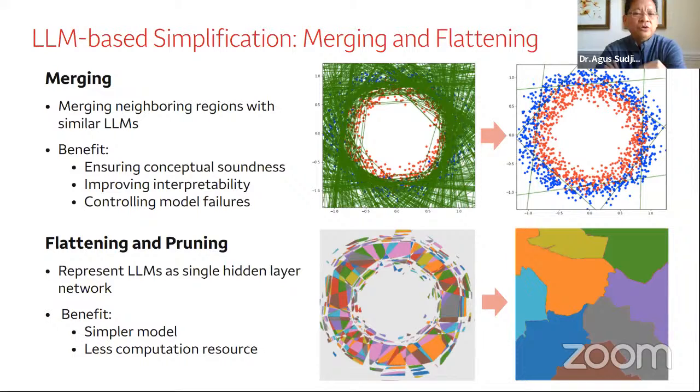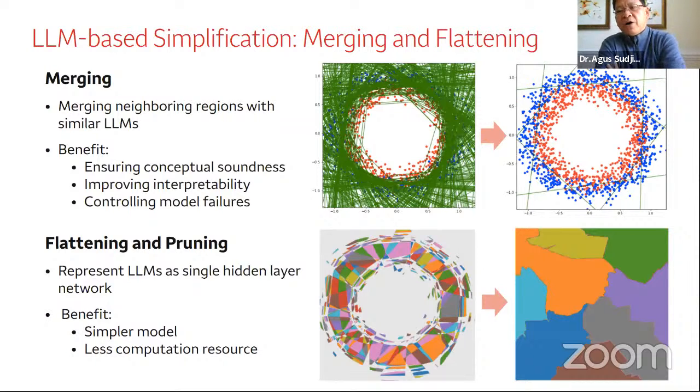Then we can also do what we call flattening. From a deep network, I can simplify it into a single layer network. If I end up with 8 local linear models, I can collapse that into 8 nodes. That's more than enough. 8 nodes, single layer network. That's what we call flattening.